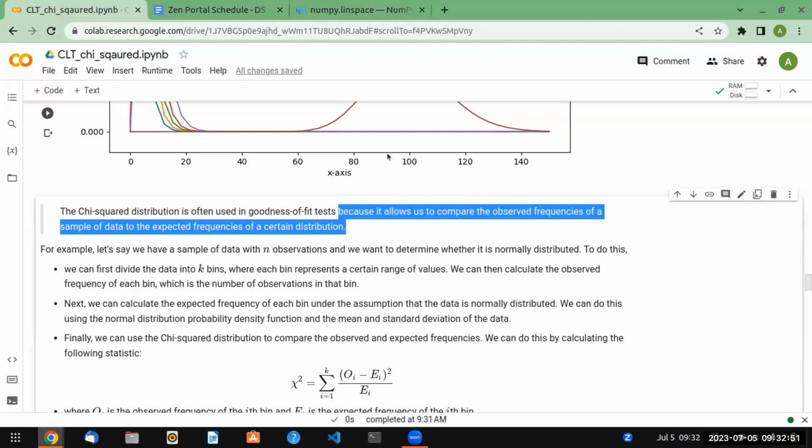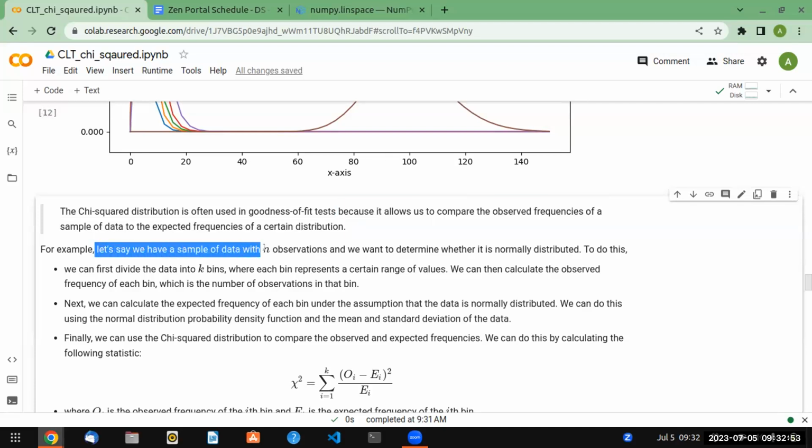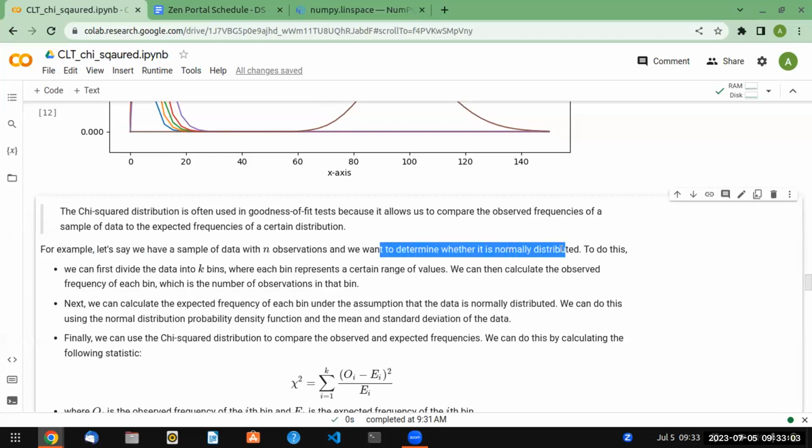Okay, so for example, let's say we have a sample of data with n observations. That means, how many points are there? N observations are there. We want to determine whether it's normally distributed or not. To do this, we can first divide the data into k bins. So what is the bin concept? Have we seen this bins concept anywhere? Okay, let me tell you the bin concept here.